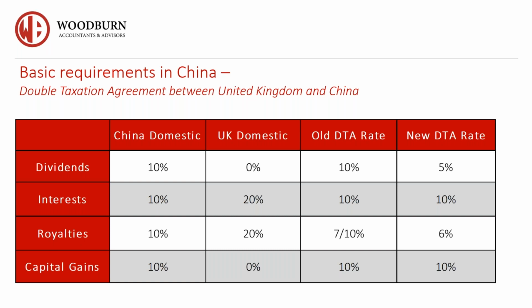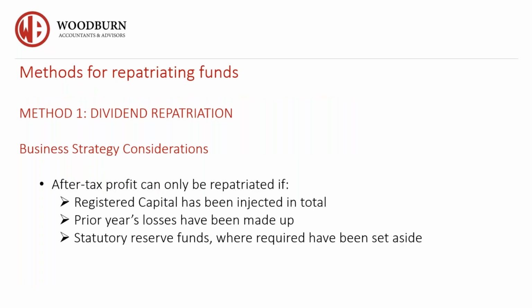So again, now I'm going to look at the methods for repatriating funds. For those of you that don't have entities in China, I will highlight to you where you will come into the picture in terms of the cross-border transactions. So the first method of repatriation is obviously the easiest because it is the most transparent: dividend repatriation.